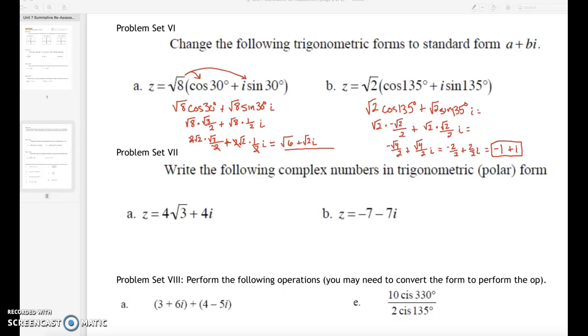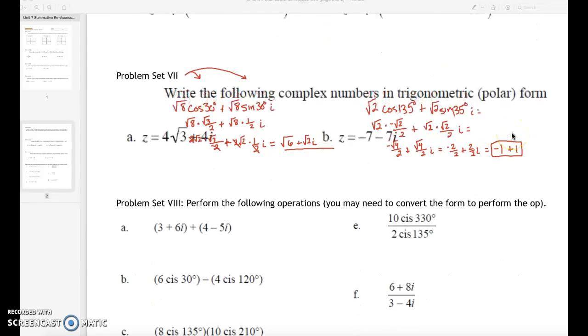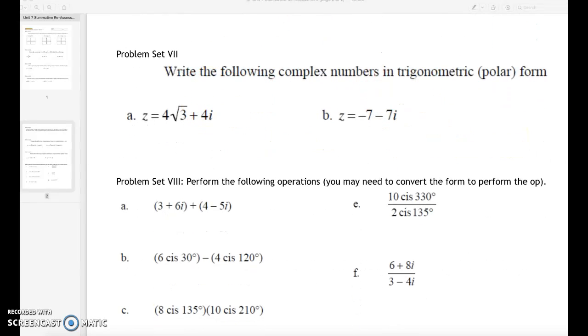So let's look at problem set number 7. Problem set 7 says write these complex numbers, which are in rectangular form at the moment, in polar form. In order to do that, you need the magnitude and the direction angle. So let's find the magnitude, or the modulus here, of z.